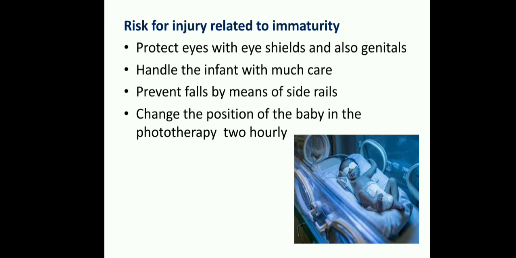And risk for injury related to immaturity. Because the baby is under the warmers, some risk is there, because they are immature babies. So protect the eyes with eye shields, and the genitals should also be covered. Handle the infants with much care, and prevent falls by means of side rails. You should protect the baby and change the position of the baby in phototherapy every second hour. Okay, this is about management of risk of injury.